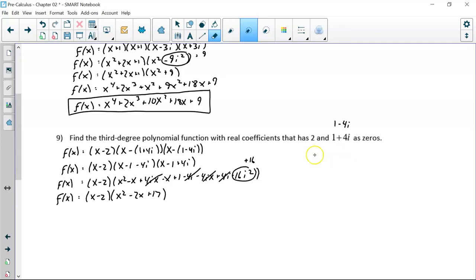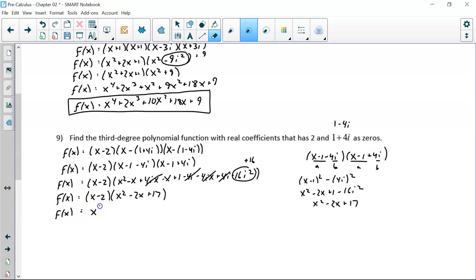Now, if you want to do that another way, x minus 1 minus 4i, x minus 1 plus 4i. You could group together the x minus 1 and the 4i's. So that would be a and b, a and b. They're conjugates. So you get x minus 1 squared minus 4i squared. So it would be x squared minus 2x plus 1 minus 16i squared. So you get x squared minus 2x plus 17. You see you get the same answer there. Just different ways to do it.